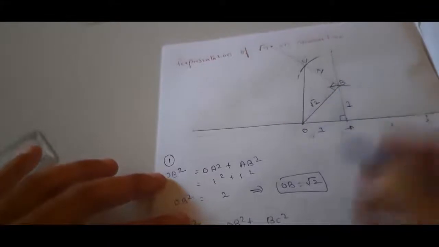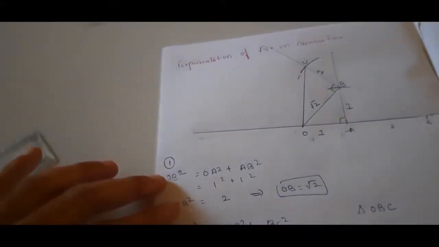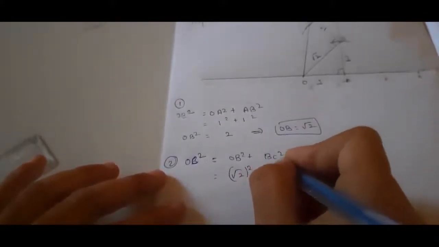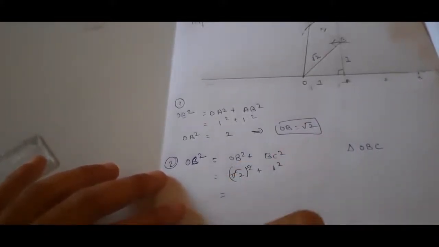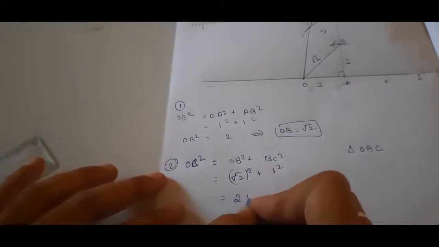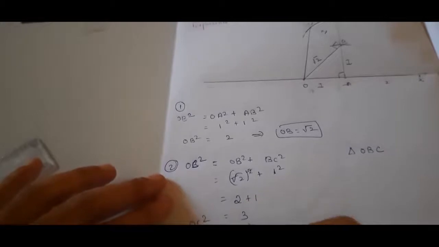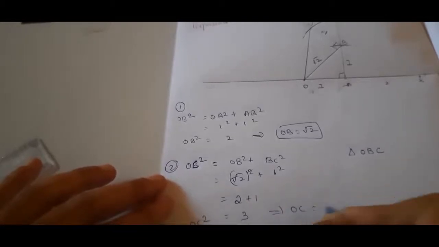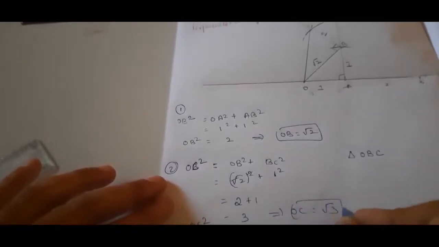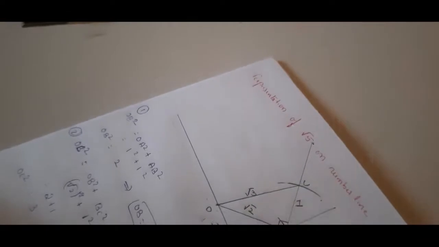BC square we have 1. OB we have root 2. Root 2 whole square plus 1 square. What do we get? The root cancels with the square. We remain with 2 plus 1, it is 3. OC square equals 3. That means OC equals what here? Root 3, by taking the square root on both sides. So OC we got root 3. Understood?